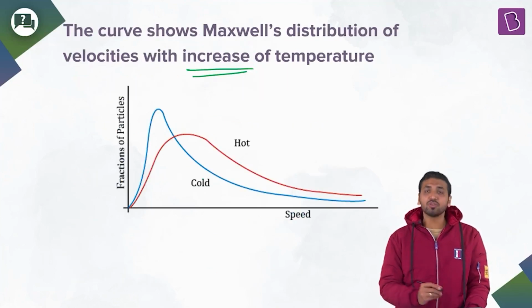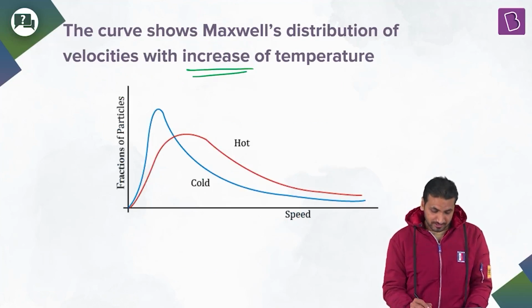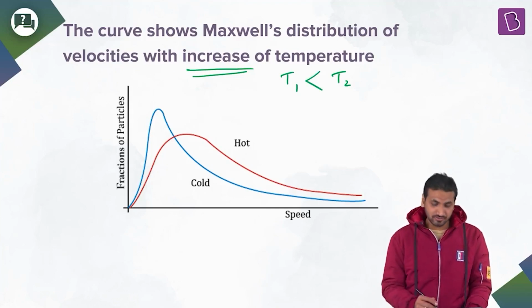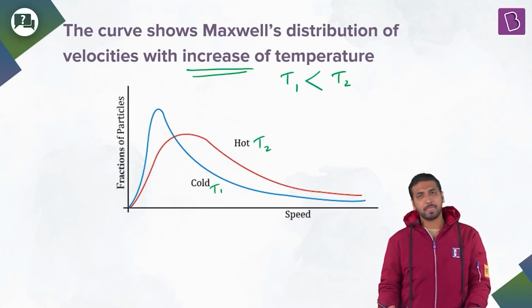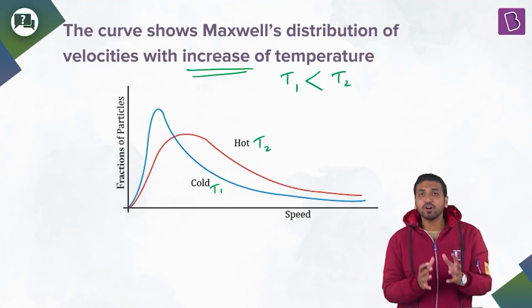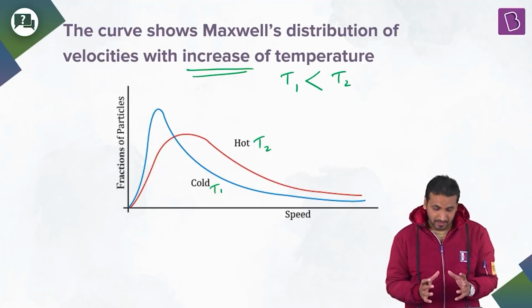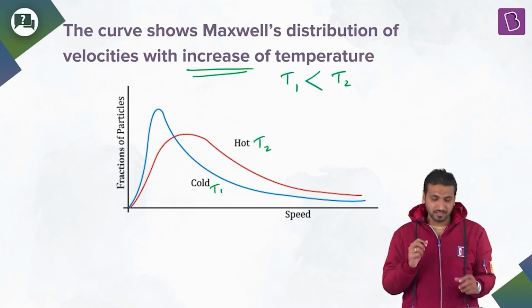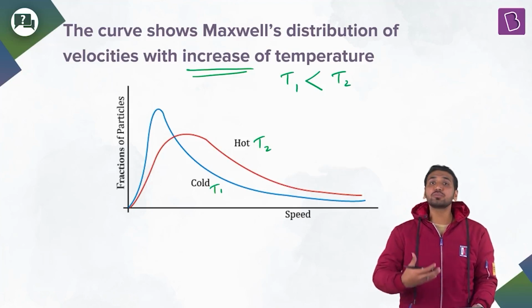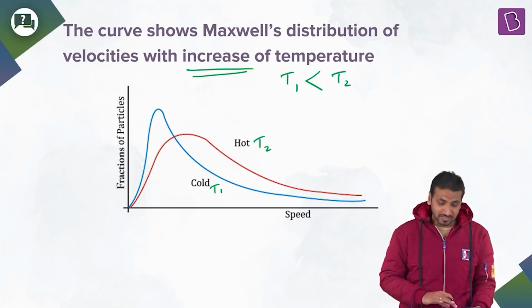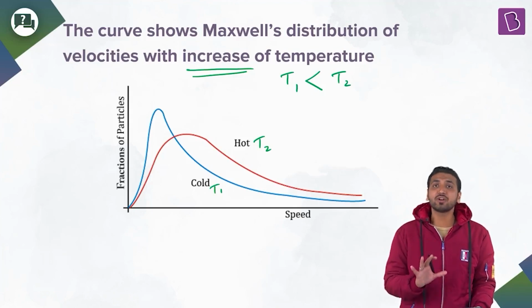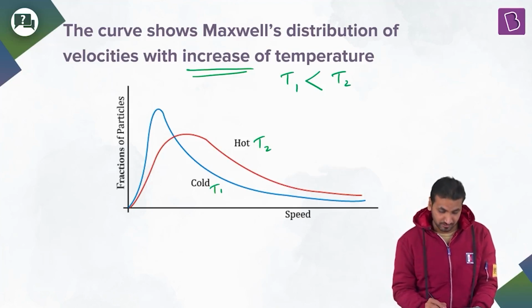It says most probable velocity increases. Let's say that we are going from T1 to T2 and we are increasing the temperature. So the cold graph, the blue graph, is for T1, and the hot graph is for T2. If you observe the graphs carefully, you are increasing the temperature, and what happens to the most probable velocity? The very first question is, just by looking at the graph, can we figure out where the most probable velocity is? Very well, we can do that.